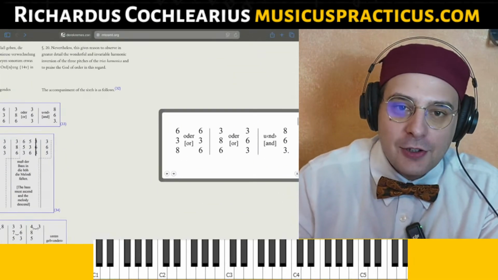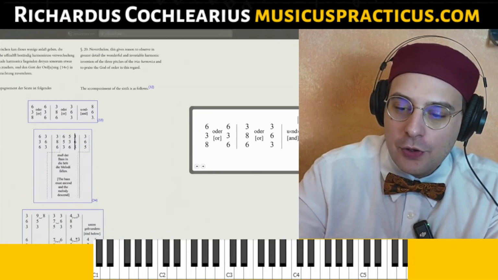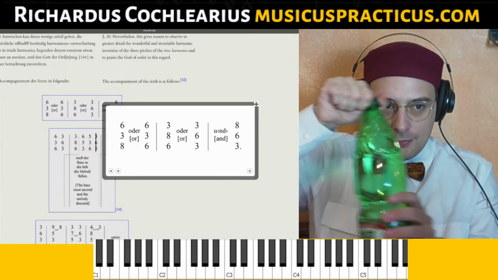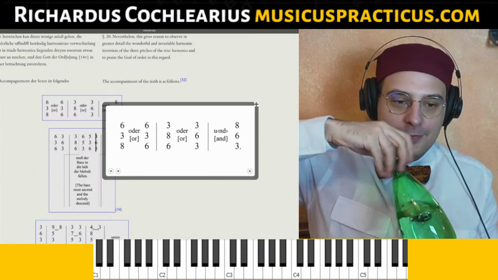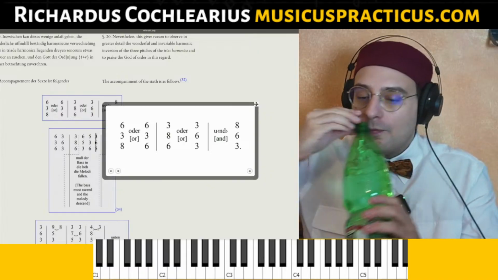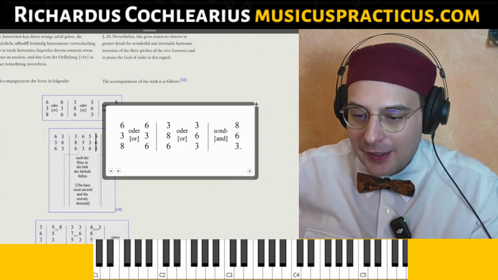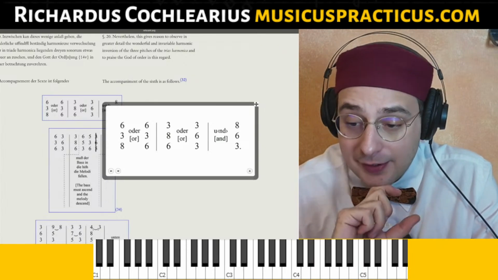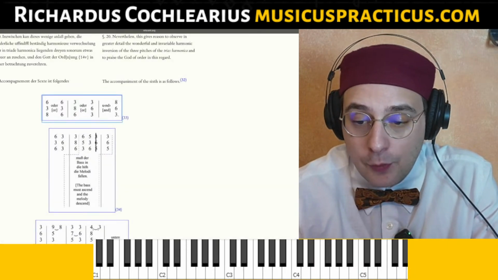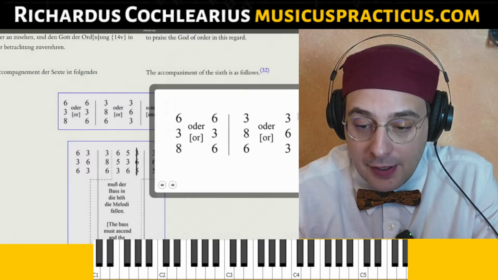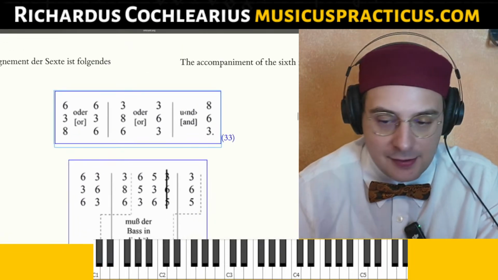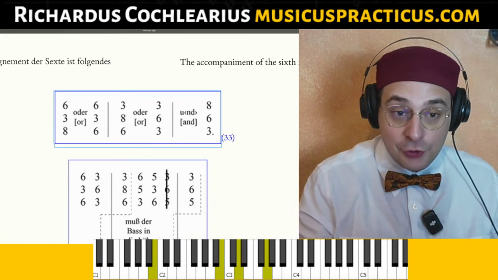So it's like to say, I won't show you a bottle of water. This is a bottle of water. This way. So 3, 6, 8, order 6 to 6. So how can we use the sixths? This way, 3, 6, 3, 8, 6, 3, for example, 8, 6, 3.